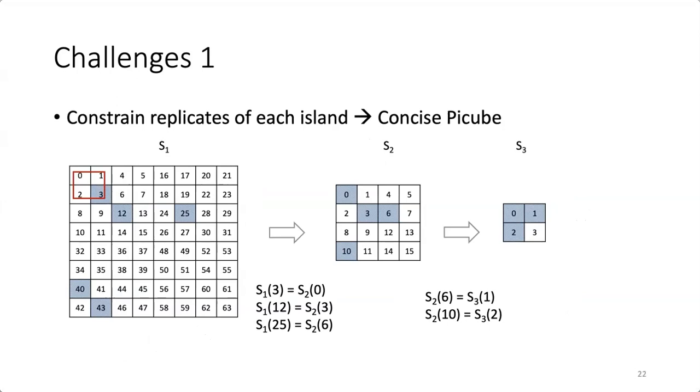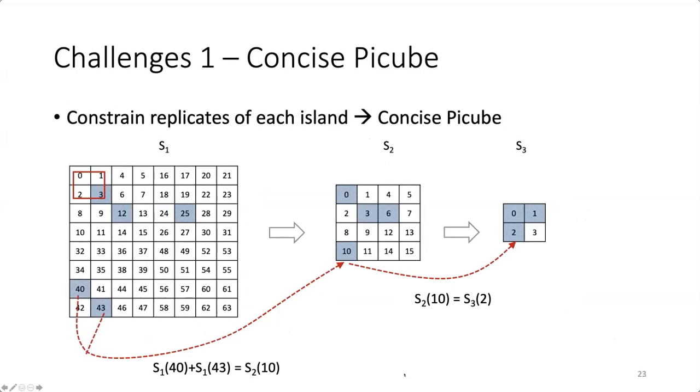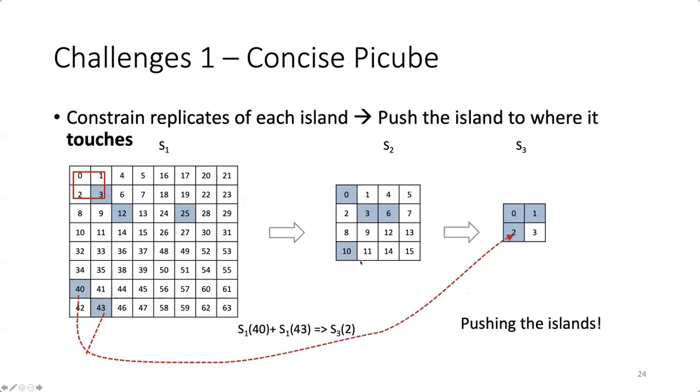When the number of duplicates of each island stored in the Picube is well constrained, we call it concise. From the picture, we can tell cells 40 and 43 from this stratum aggregate to cell 10 of S2. The cell 10 of S2 is an island which is equal to cell 2 of S3. This is where it touches other cells and turns into a non-island. What if we can skip this step and aggregate from 40, 43 from S1 to cell 2 of S3? It's as if we're pushing cell 10 of S2 to cell 2 of S3. We call this process pushing the island to where it touches.